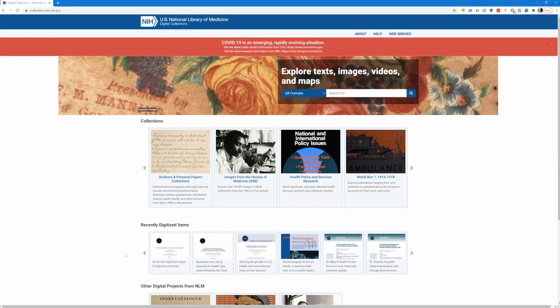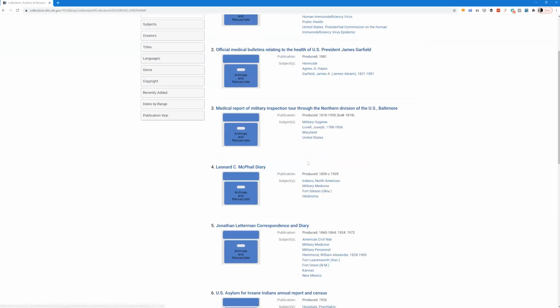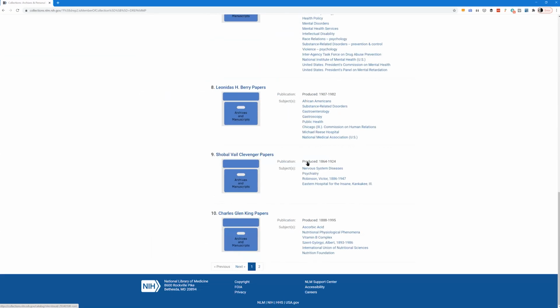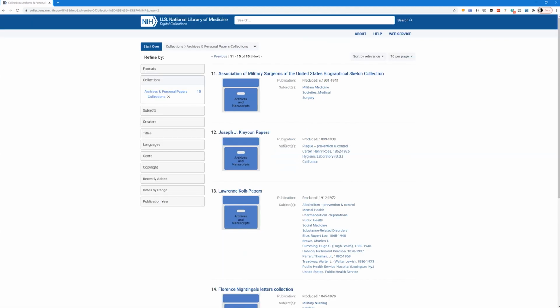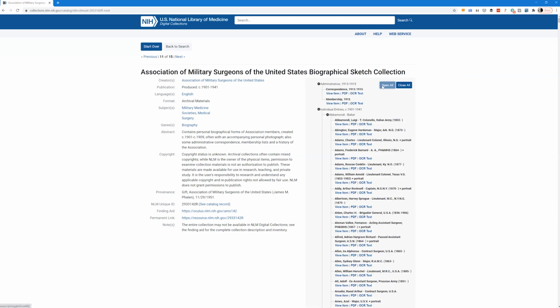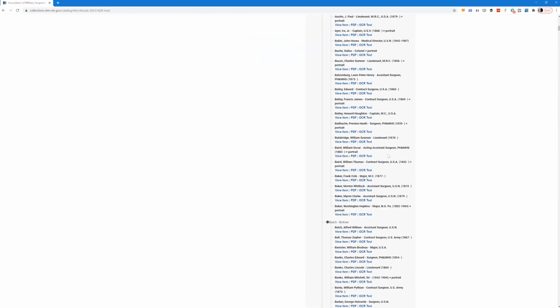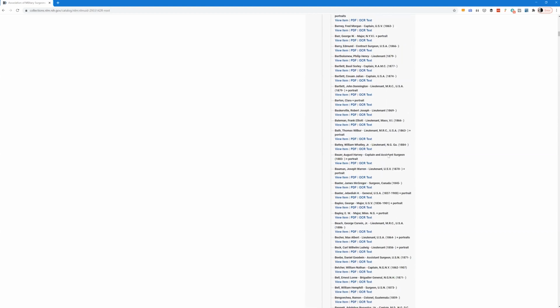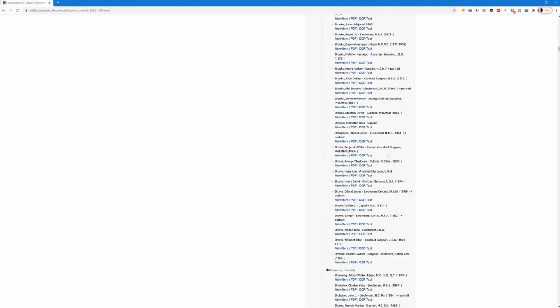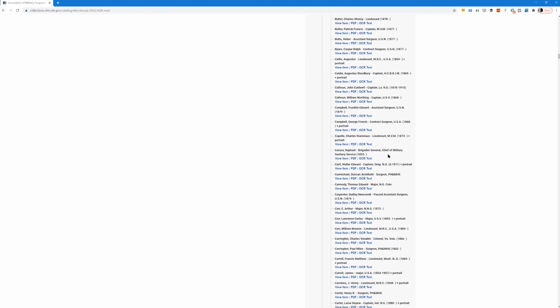look. We see here that the library is divided into several collections. If you have an ancestor who was a military surgeon, you'll definitely want to take a look at this first one, the Archives and Personal Papers collection. One of the resources they have here, let's see, I think it's on page 2, is a sizable one called Biographical Sketches, Association of Military Surgeons of the United States Biographical Sketch Collection. And if you can see, it's a sizable collection of biographical sketches for military surgeons. You might find an ancestor among that collection.